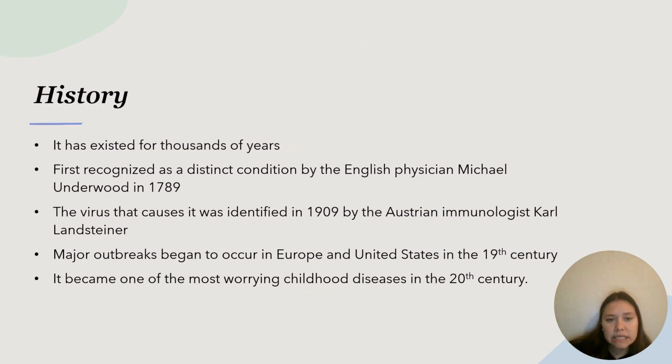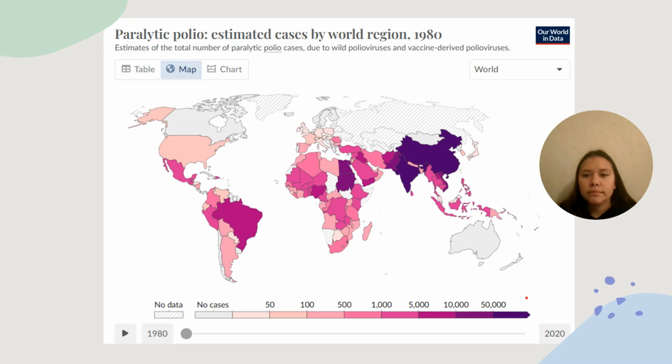Polio has existed for thousands of years. It was first seen in Egyptian art depictions from 1500 BC. It was first recognized as a distinct condition by English physician Michael Underwood in 1789. The virus that causes it was identified in 1909, and then major outbreaks began to occur in Europe and the United States in the 19th century. It did become one of the most worrying childhood diseases in the 20th century, but in the 1950s polio incidence declined rapidly after the introduction of the vaccine.